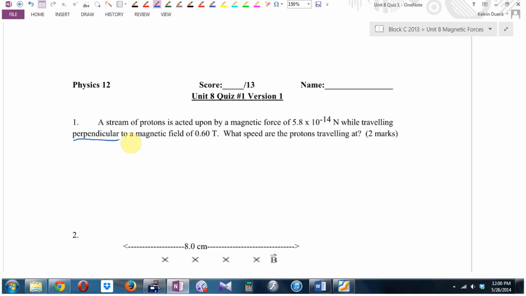What speed? Okay. The magnetic force on a moving charge is QVB, as long as the V and the B are perpendicular to each other.